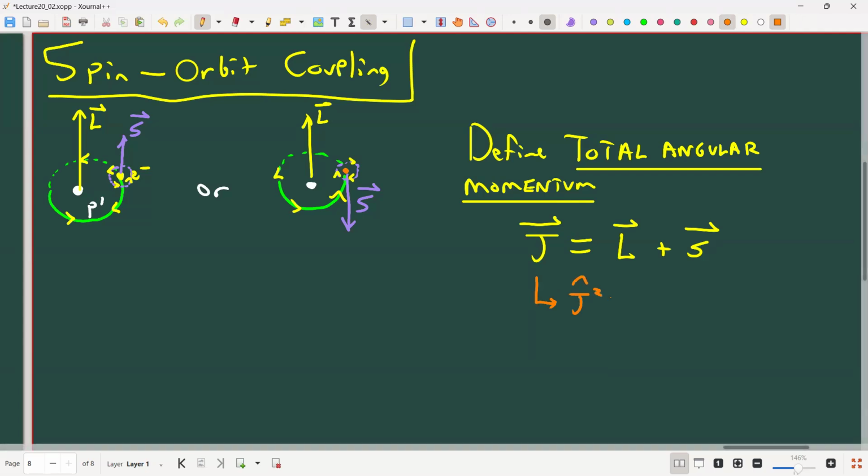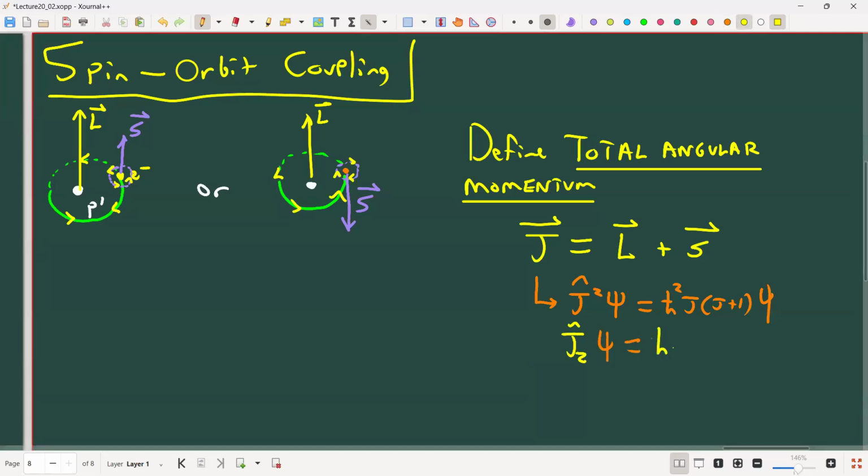the J squared operator acting on psi, giving us H bar squared J(J plus 1) times psi. And we have the Z component acting on psi, giving us H bar times M sub J, the Z component of the total angular momentum, times psi. Right, so it works exactly the same way. But now our angular momentum is a sum of two angular momenta.